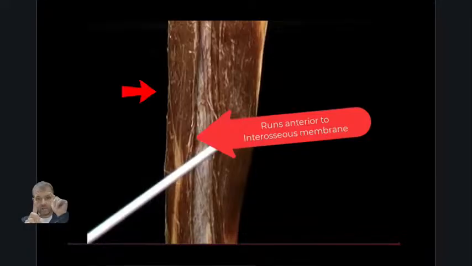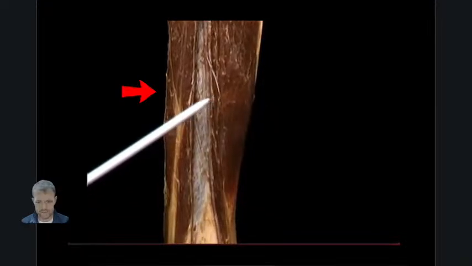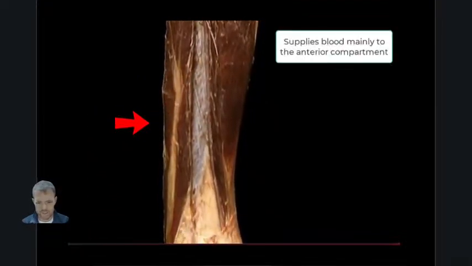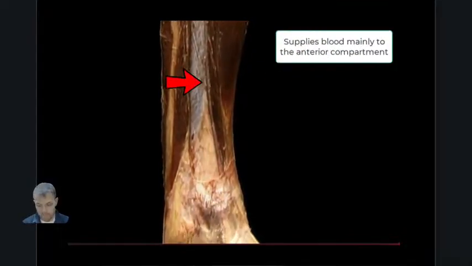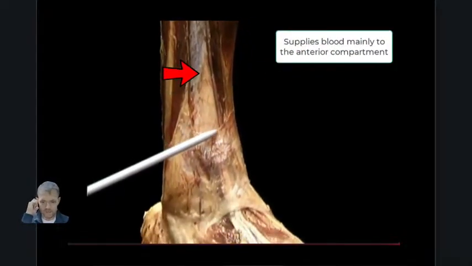And this artery will run on the front, so the anterior part of that membrane, as it's going down the front of your leg. All right, so it's still quite deep, because there's muscles on top of it as you look at a leg from the front. But yeah, it's going in front of that interosseous membrane on its way down. So if we have a look at its pathway, yeah, it supplies blood mainly to the anterior compartment, which kind of makes sense because of where it is.